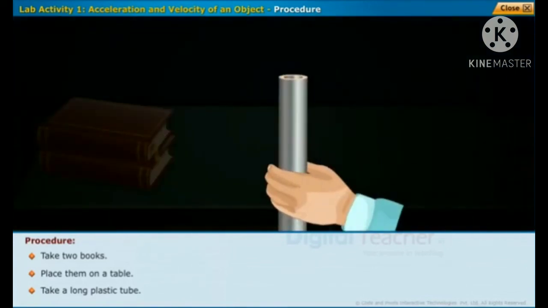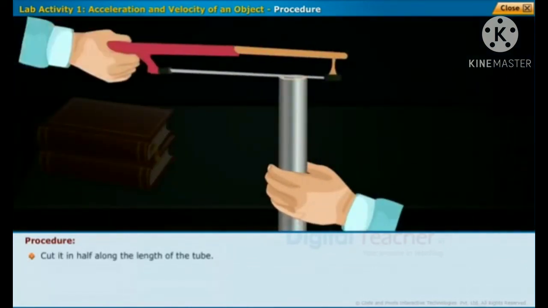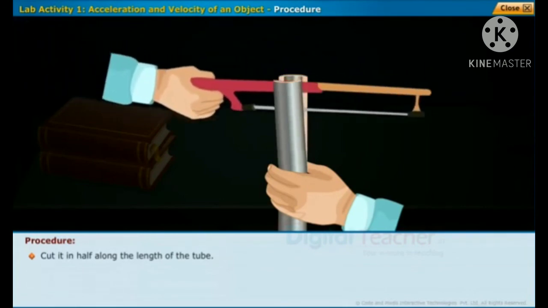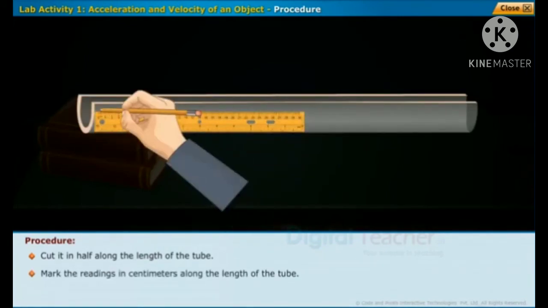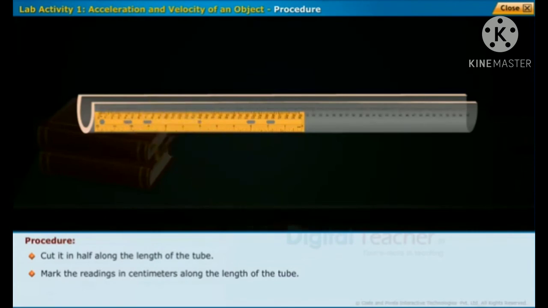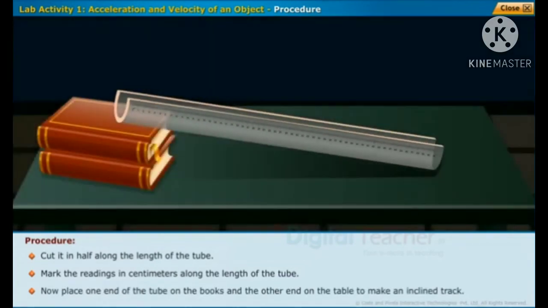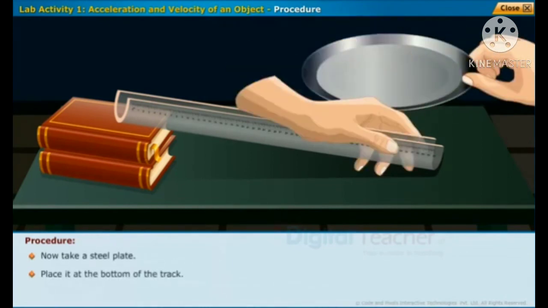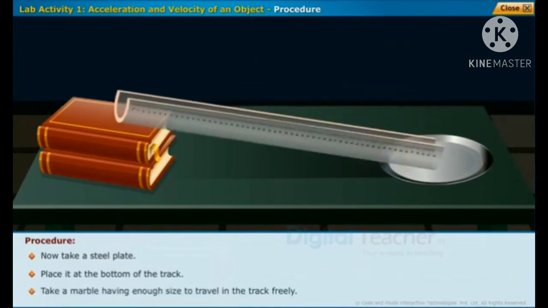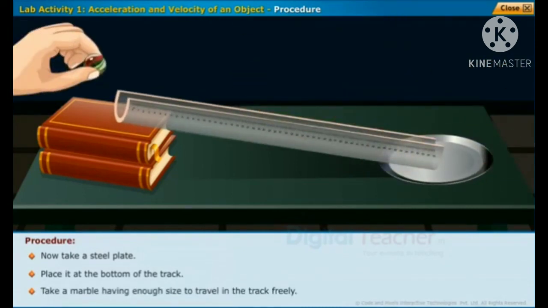Take 2 books and place them on a table. Take a long plastic tube. Cut it in half along the length of the tube. Mark the readings in centimeters along the length of the tube. Now place one end of the tube on the books and the other end on the table to make an inclined track. Now take a steel plate and place it at the bottom of the track. Take a marble having enough size to travel in the track freely.